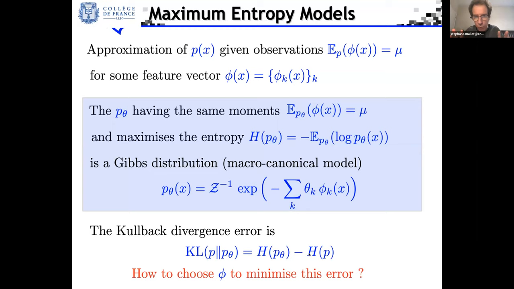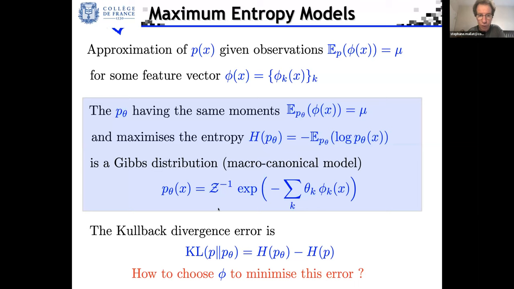So what is difficult in this problem? What is difficult here is to understand what are the appropriate feature vectors that can be used to describe a very complex probability distribution. And that's where deep neural networks provide spectacular results.